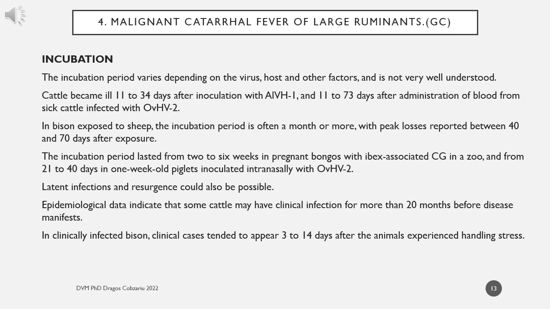In bison exposed to sheep, the incubation period is often a month or more, with peak losses reported between 40 and 70 days after exposure. The incubation period lasted from 2 to 6 weeks in pregnant bongos with ibex-associated CG in a zoo, and from 21 to 40 days in 1-week-old piglets inoculated intranasally with HV2. Latent infections and resurgence could also be possible. Epidemiological data indicate that some cattle may have clinical infection for more than 20 months before disease manifests. In clinically infected bison, clinical cases tended to appear 3 to 14 days after the animals experienced handling stress.